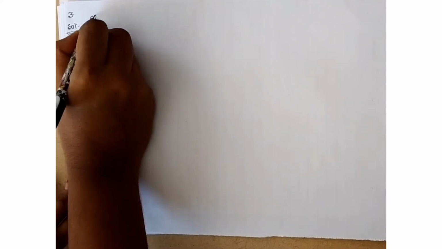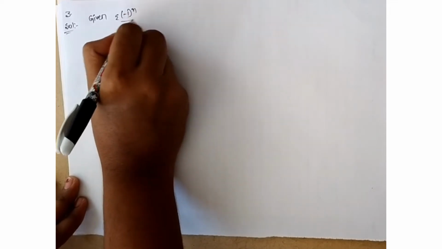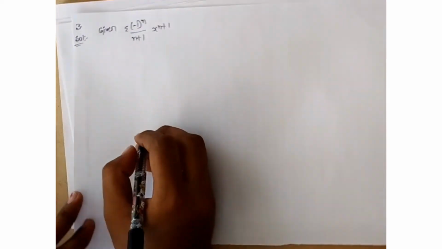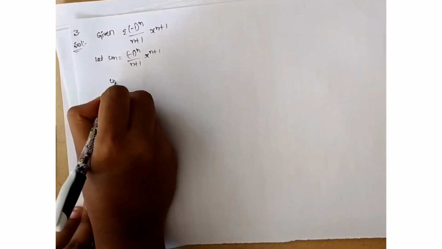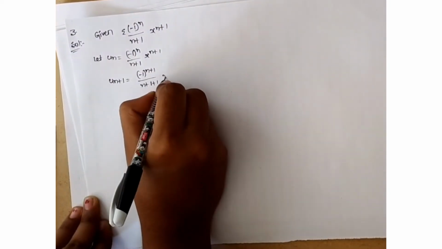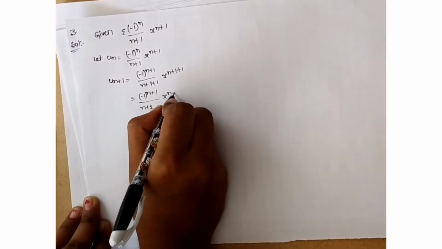First we will write the given one: summation minus 1 whole power n by n plus 1 x power n plus 1. Let Un equal minus 1 whole power n by n plus 1 x power n plus 1. Then Un plus 1 equals minus 1 whole power n plus 1 by n plus 1 plus 1 x power n plus 1 plus 1, that equals minus 1 whole power n plus 1 by n plus 2 x power n plus 2.